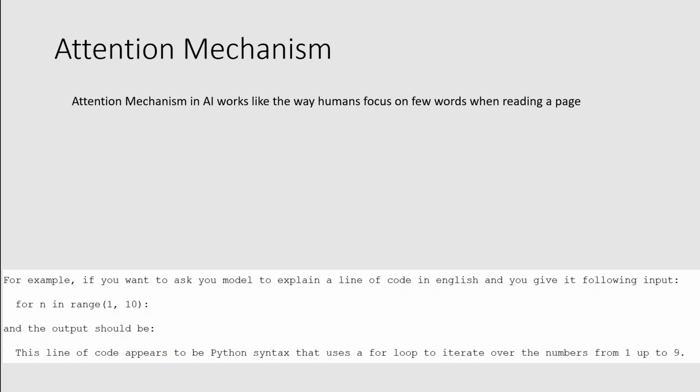When you are reading a page in a book, you only focus on the word you are reading and you don't care about the rest of the words on that page. You move from word to word, or in other words, you give attention to only one word at a time on that page, and then you read the next word and then next, and so on. This same natural process is implemented in AI and is called attention mechanism.